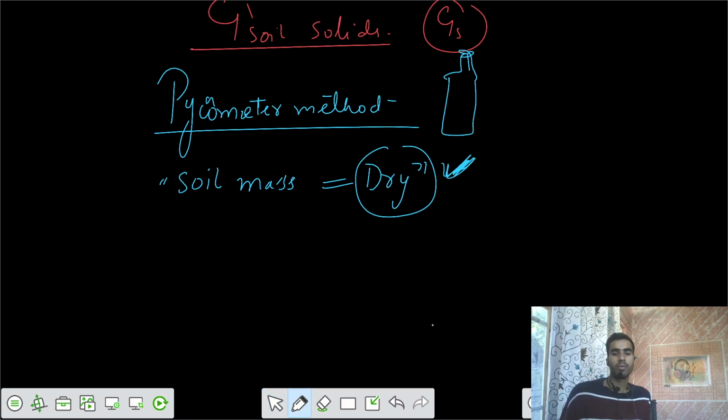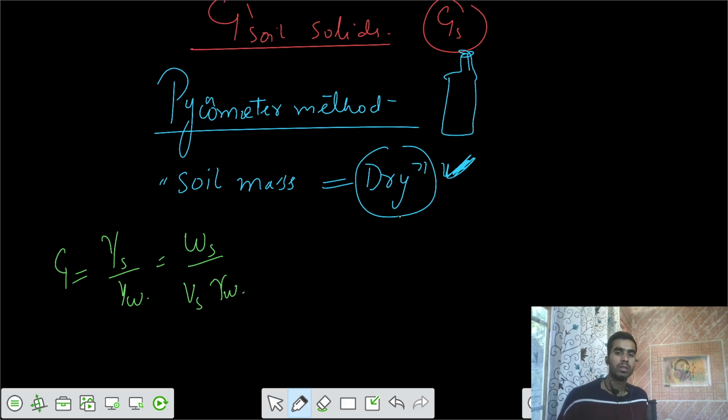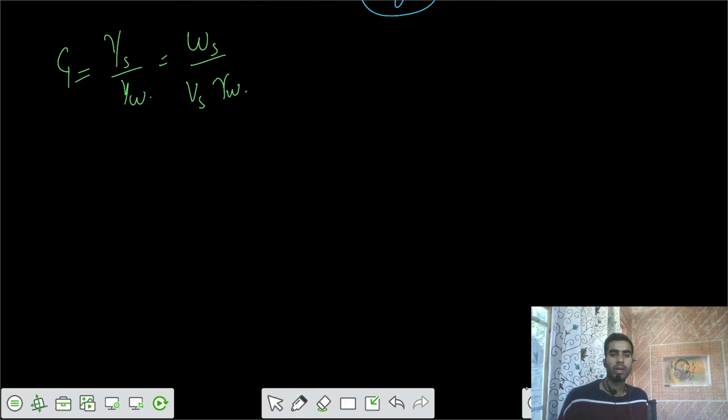Can you tell me what is the value of G? What is the absolute specific gravity? Is that the unit weight of solids by the unit weight of water? And what is the equation for gamma solids? Is that weight of solids by volume of solids? And this is your gamma W. Okay, so this part we have to determine.